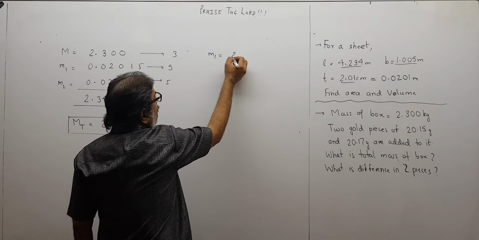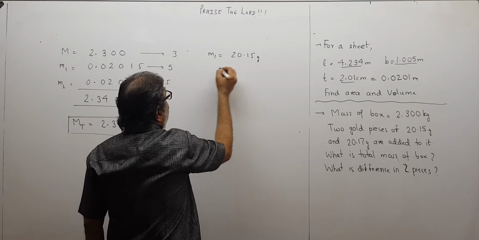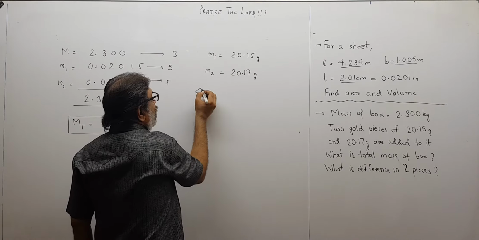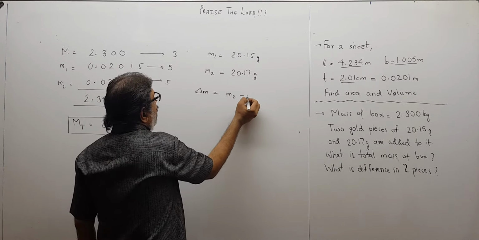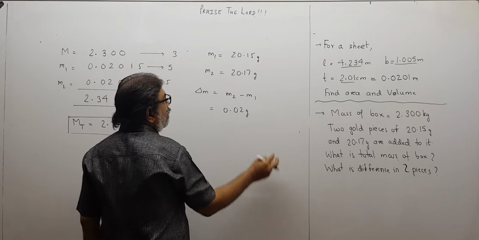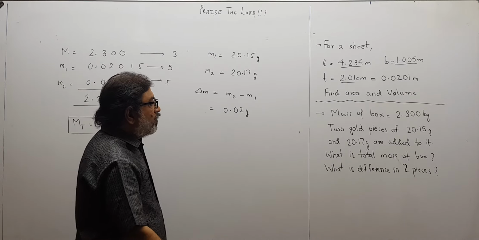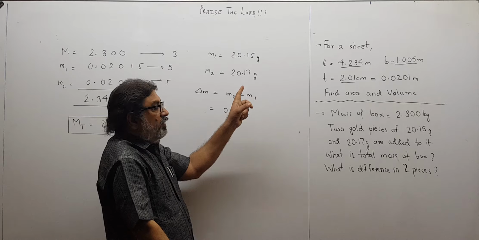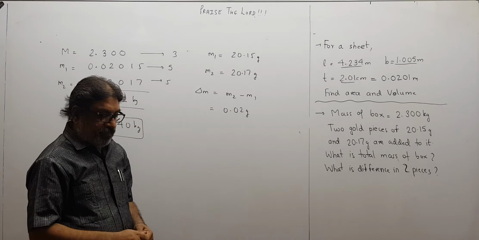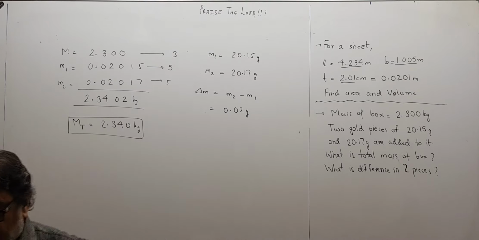First mass is 20.15 gram and second mass is 20.17 gram. So delta M, I take as M2 minus M1. If we subtract, it will become 0.02 gram. And 0.02 gram is okay because 2 decimals, so I should take care of 2 decimals. So 2 decimals, this is the difference in the masses. Please pause and copy, children.